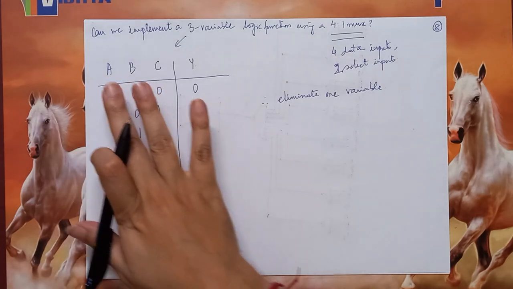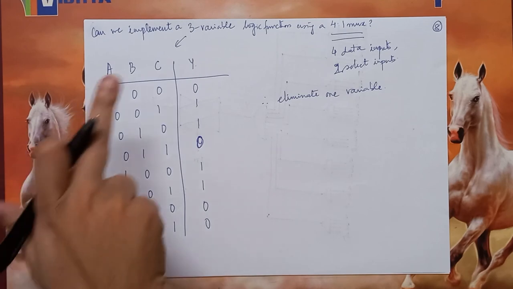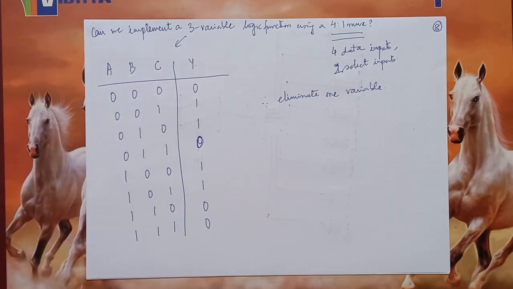So let us say A, B and C, let us treat them as bits of a binary number. So which is the most significant bit? A. Which is the least significant bit? C. So therefore, let us say that since C is least significant, we will eliminate C.